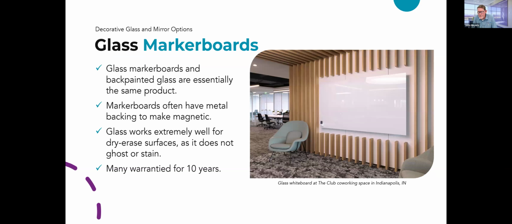Now, here's something that, believe it or not, a lot of people don't know or think about: glass marker boards and back painted glass are the same product. I've had people come up and say, I know you do back painted glass, but I need marker boards, or vice versa. So it is the same process. Glass marker board is back painted glass, but also often adds a metal backing to make the marker board magnetic.